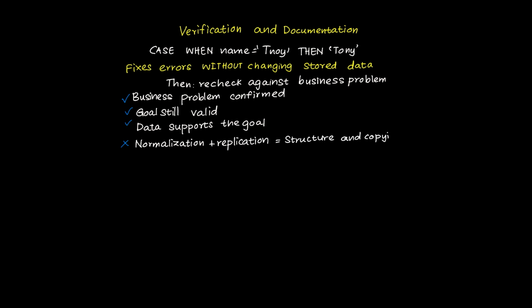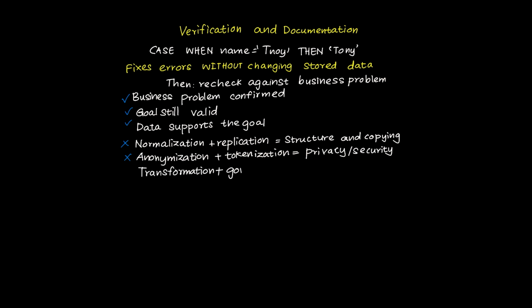Normalization and replication deal with database table structure and copying data to multiple locations. That's not what's happening here. Anonymization and tokenization are privacy and security techniques, removing identifiers and replacing data with tokens. The analyst is reviewing quality, not protecting privacy. Transformation and governance cover format changes and policy frameworks. The analyst is confirming accuracy and documenting work, not transforming data or setting rules.